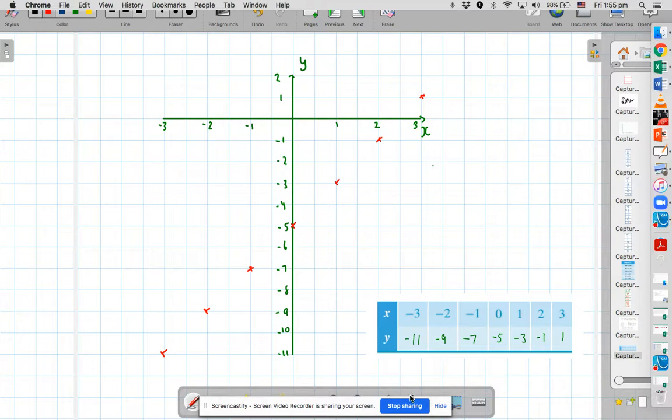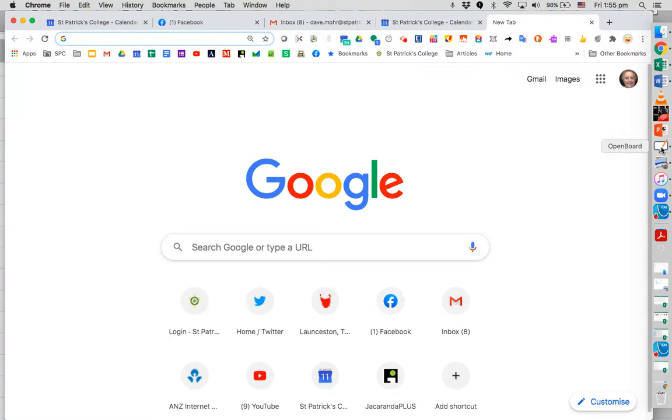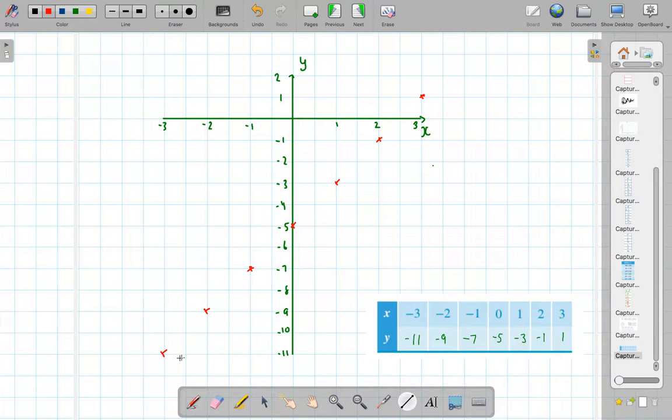Okay, I can now link those up. Hide that for a moment. I can now link those up with a straight line. And here we go. So nice straight line linking up all these points. There we go. And there's my graph of y equals 2x minus 5. So I generated it by substituting x values into the equation to generate y values.